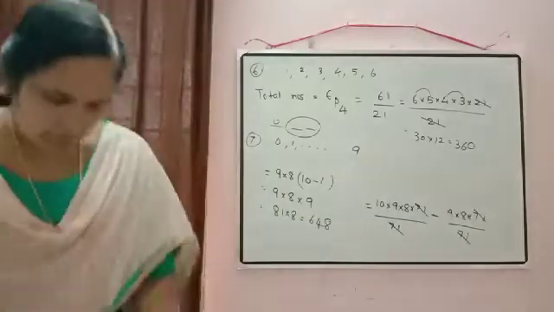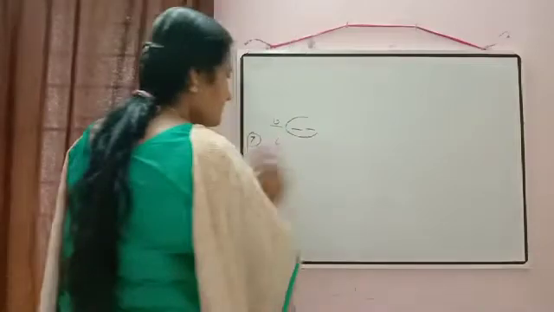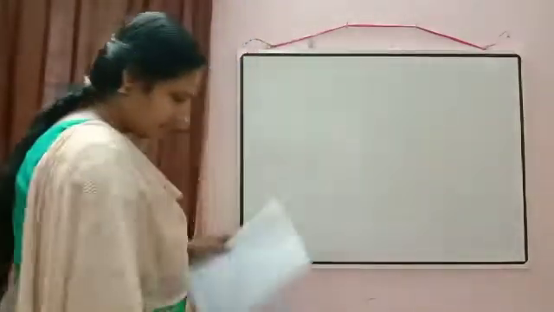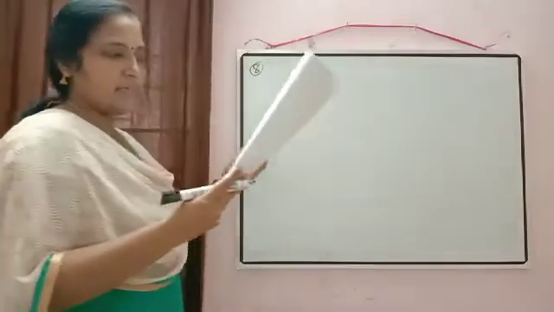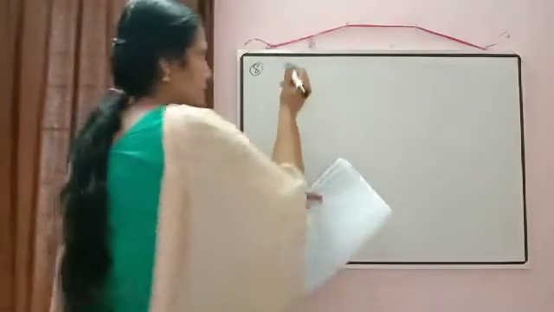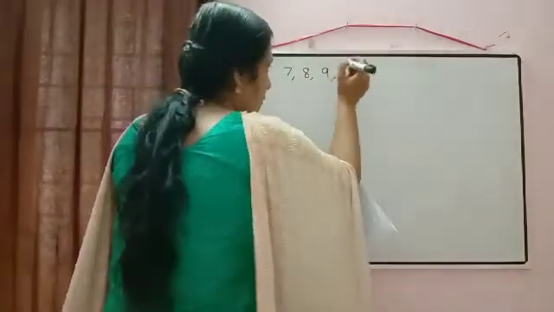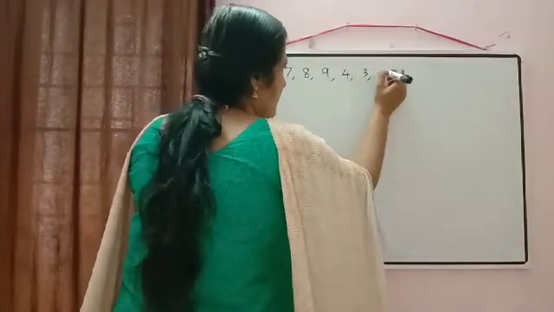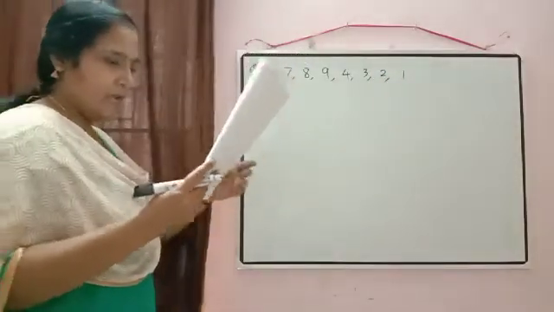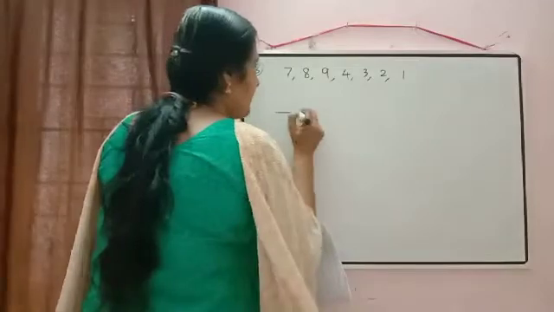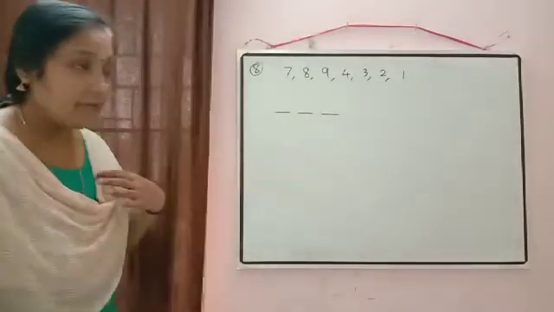Okay. Now next question, question number 8, is: how many 3-digit even numbers can be made using the digits 7, 8, 9, 4, 3, 2, 1? Okay. Now here these are the numbers available with us and we have to make a 3-digit even number. We want a 3-digit number that should be an even number there.